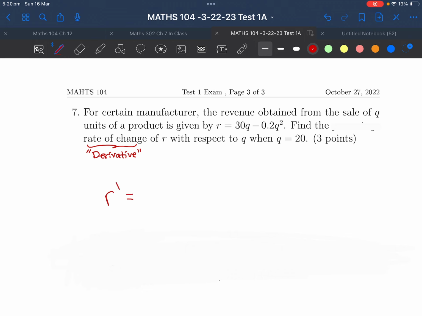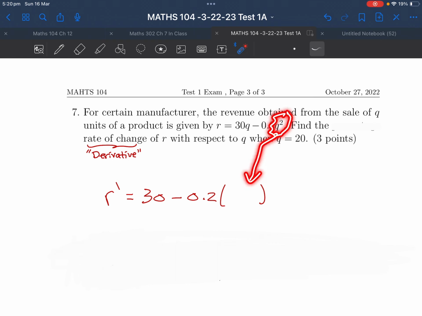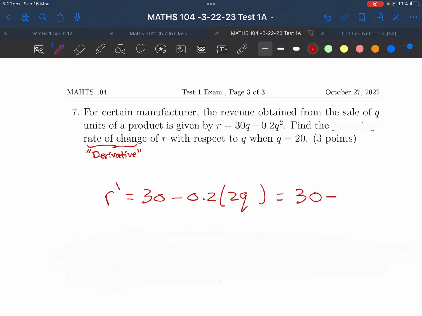So the derivative of R is: the derivative of aQ is just 1. So we get 30 times 1, the answer is 30, minus 0.2. Now what is the derivative of a Q squared? It is exactly what you are expecting, it's 2Q. So we just write 2Q here. And now we simplify, so we get 30 minus 20 times 2, this is just 0.4Q.